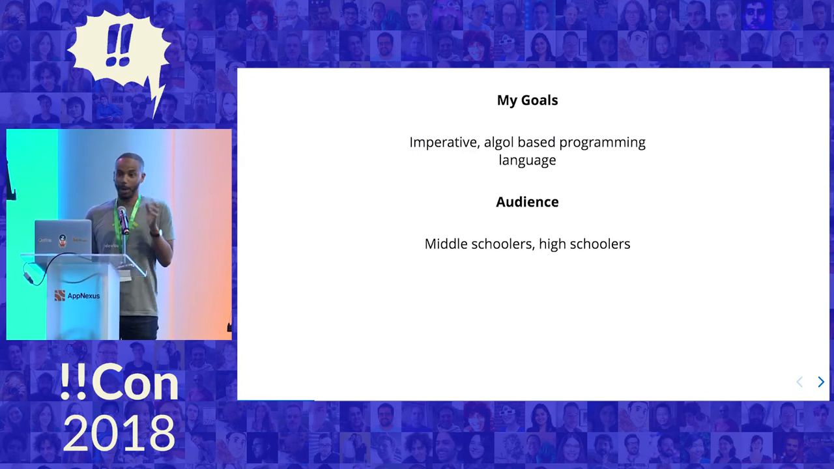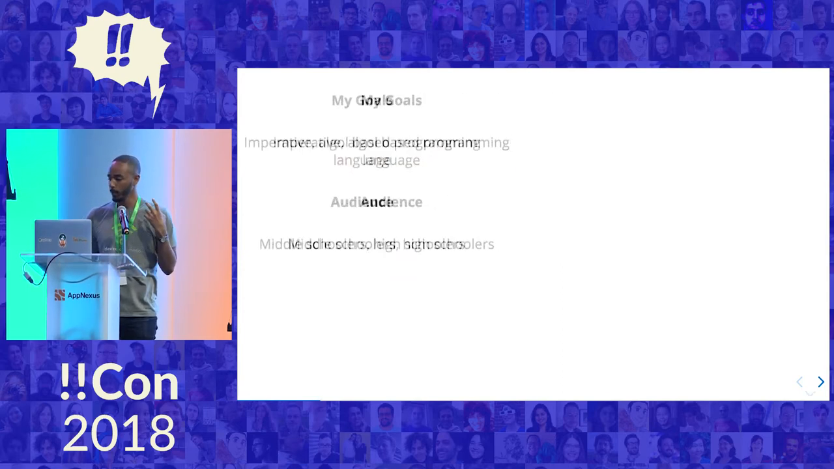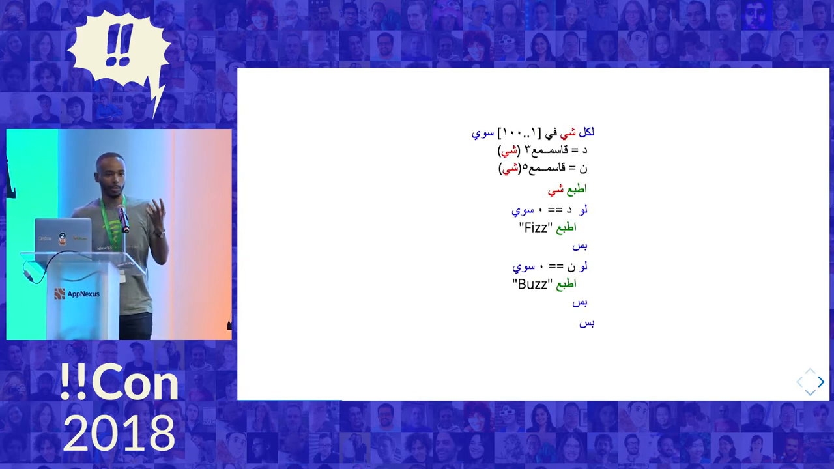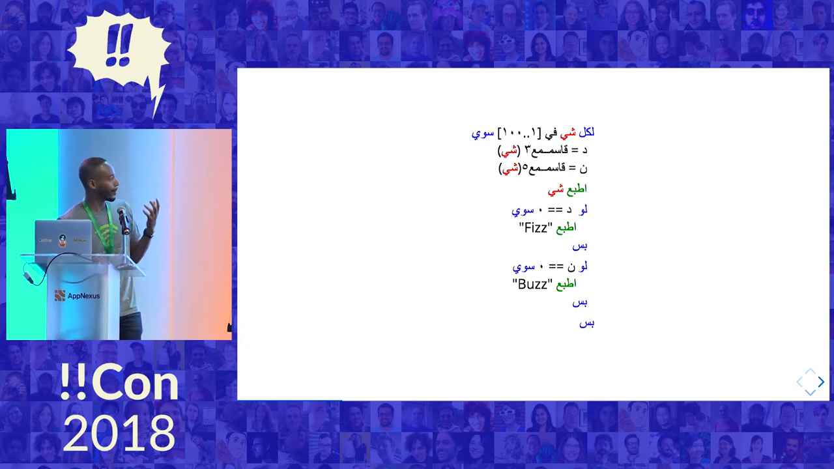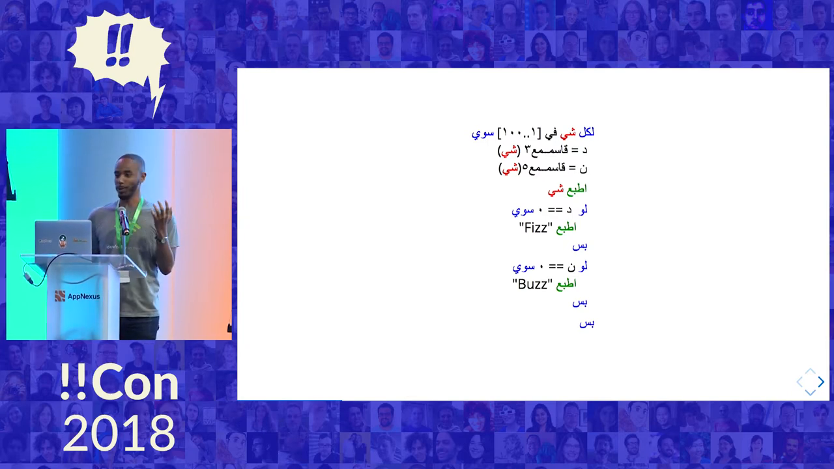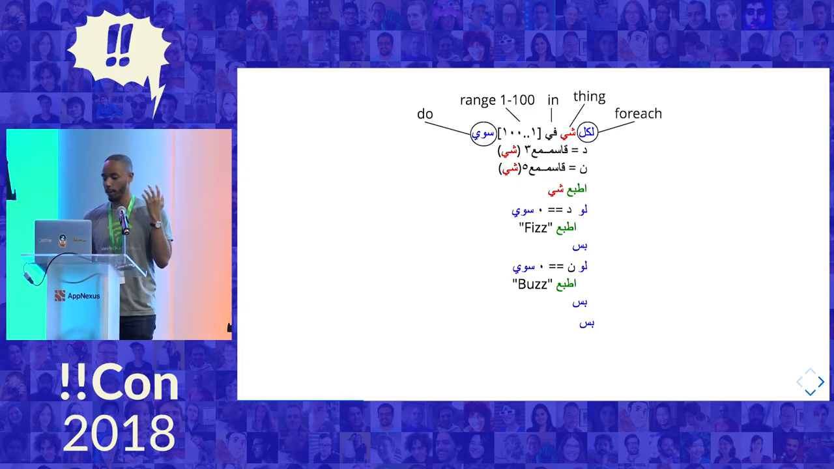So Noor is an imperative Algol-based programming language that I created specifically thinking about myself: if I was a little kid, a high schooler, a middle schooler, what would be natural for me to learn. And this is a sample program in Noor. I think you can all tell what this program does. But in case you can't, we'll walk through it anyways. The first line in this program says, لِكُلِّ شَيْءٍ فِي 1 to 100, which basically means for each thing in the range of 1 to 100.